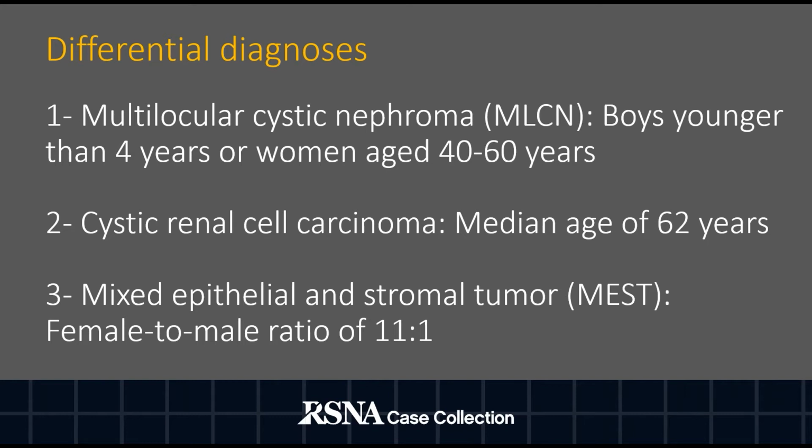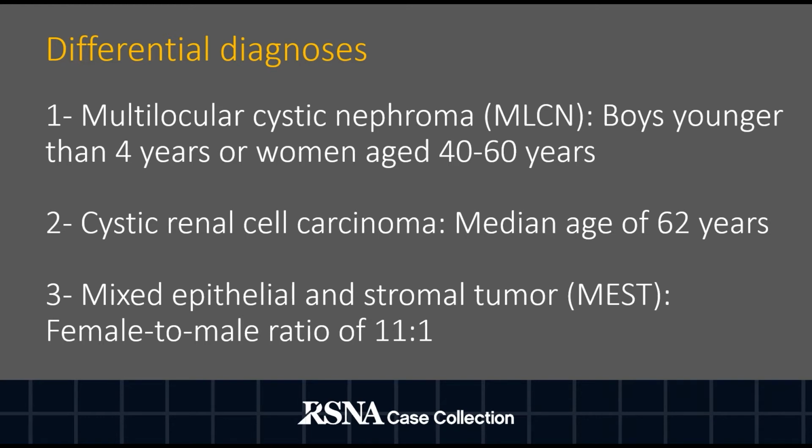Multilocular cystic nephroma has a peculiar demographic predilection for boys younger than 4 years or middle-aged women. Imaging shows a cystic mass with a wall and variably enhancing septa. The lesion can herniate into the renal pelvis or proximal ureter. Our lesion does not have a wall.